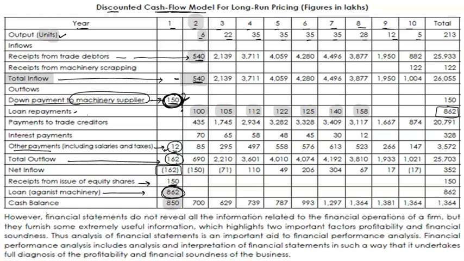Talking about the next part, you have made payment to the creditors, 435. After that, interest is there at 70. That may be from creditors, that may be from the rest of the bank loans which you have taken, and other payments of 85, including salaries and taxes which you have paid so far. So your total outflow is 690, whereas the inflow is 540. Still your company has incurred losses. The losses are 850 lakh rupees.